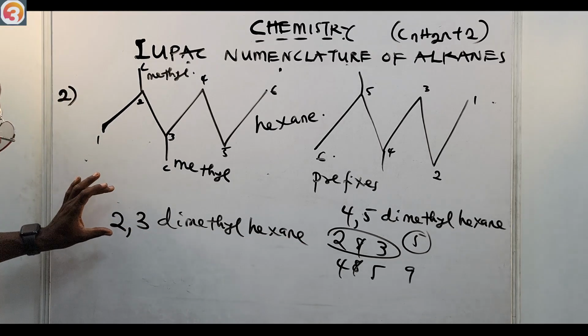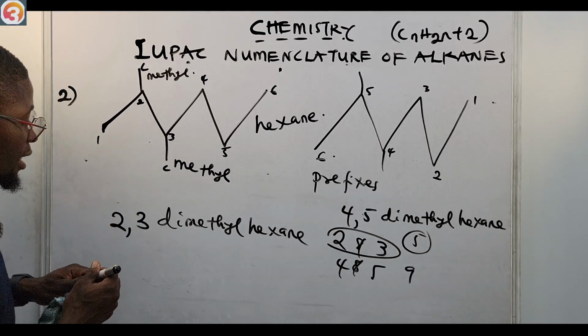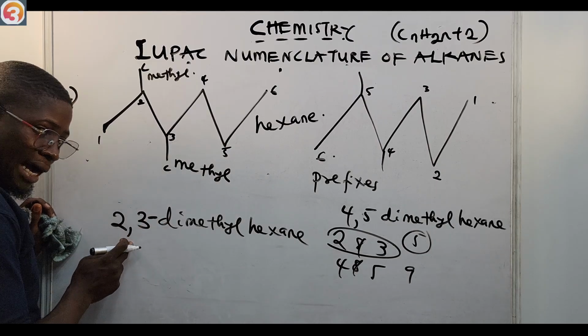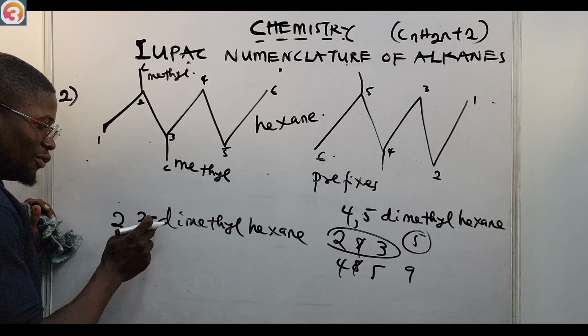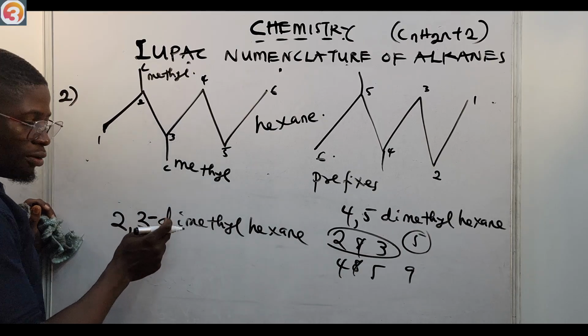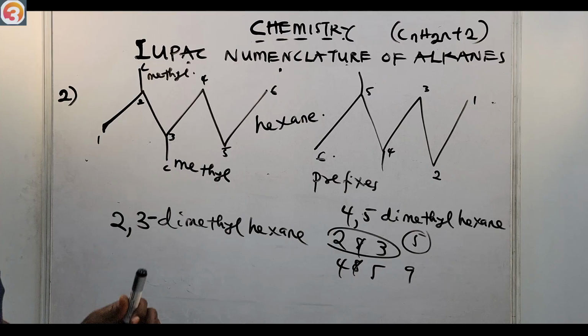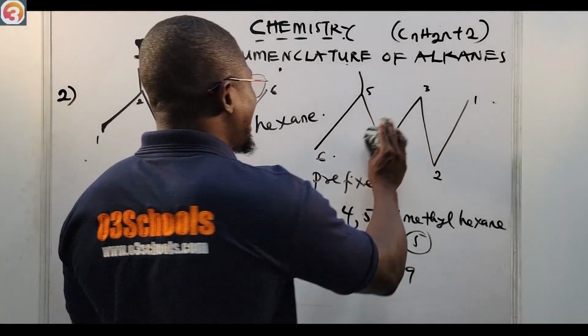So we're going to take 2,3. Remember, we use a comma to separate numbers from numbers, and we use a hyphen to separate letters from numbers. So I'm going to have 2,3-dimethyl hexane. Are we ready to metamorphose to another higher grade?